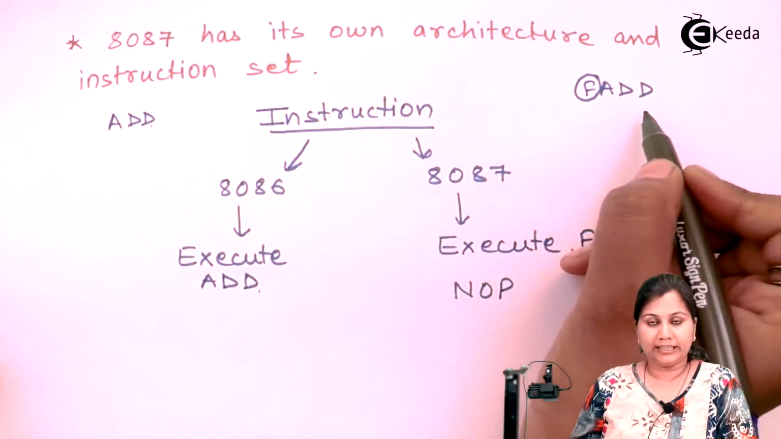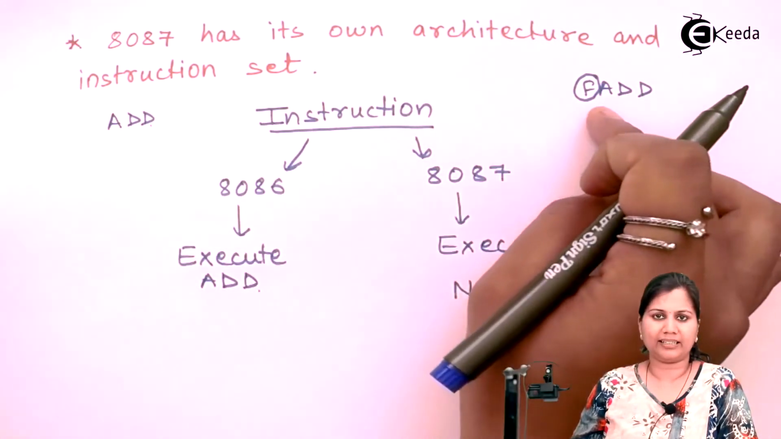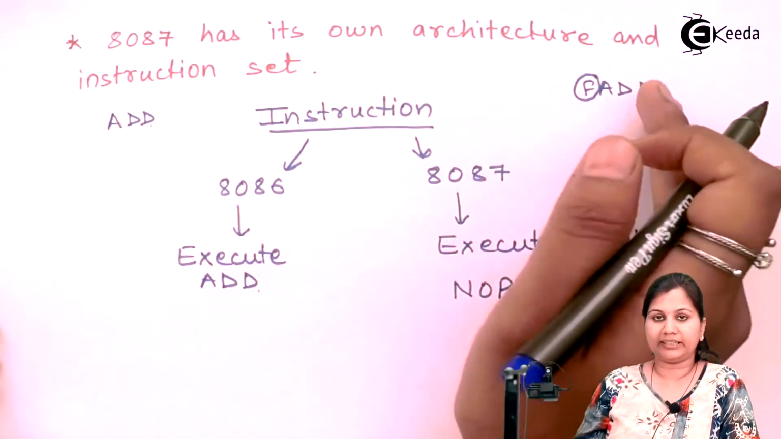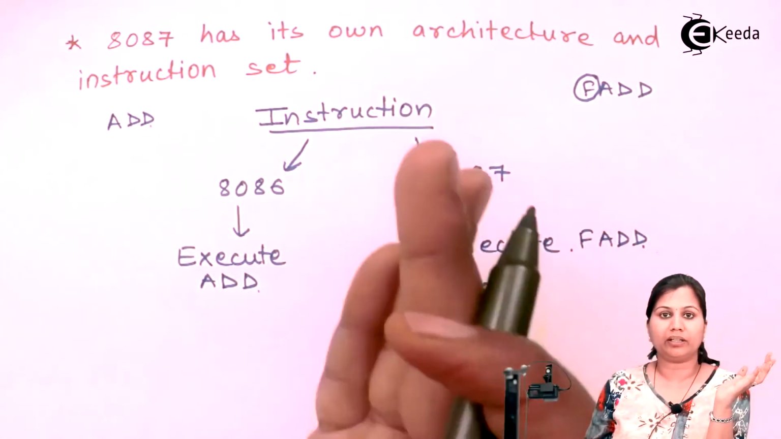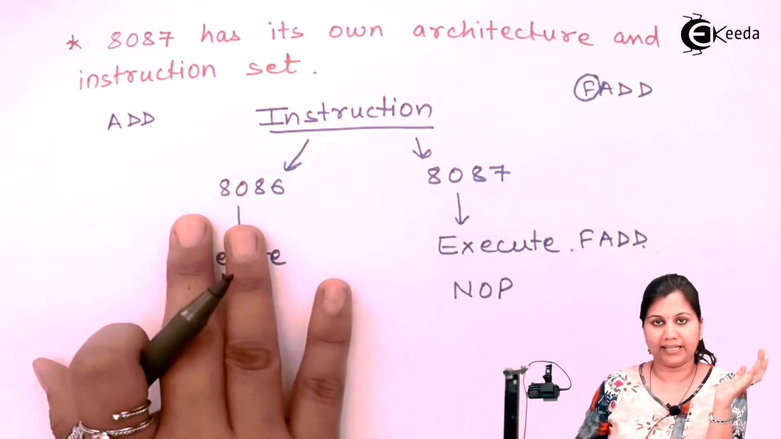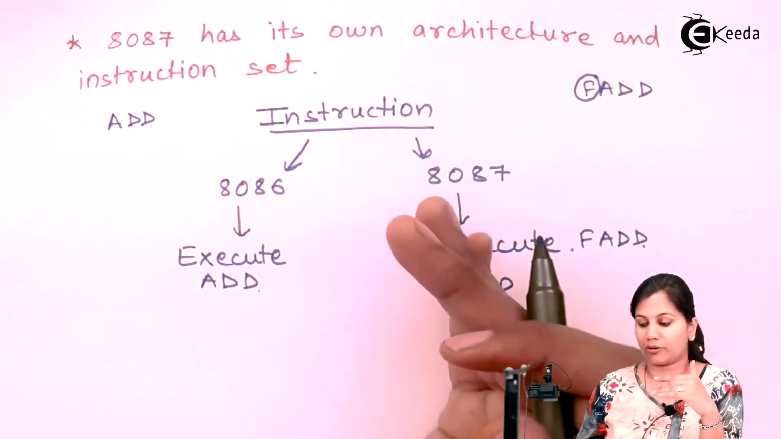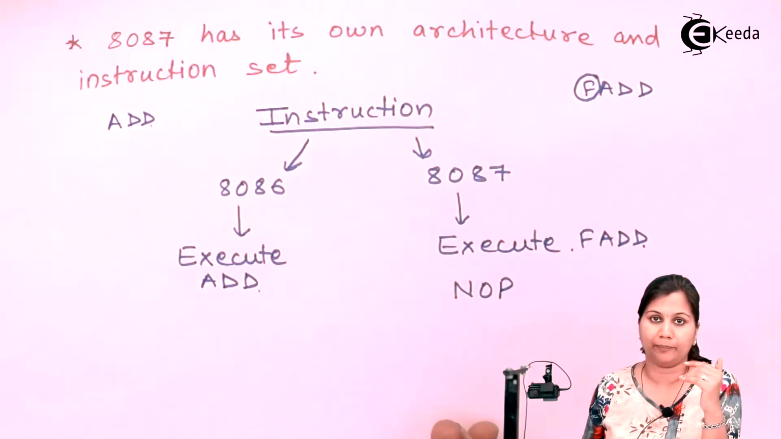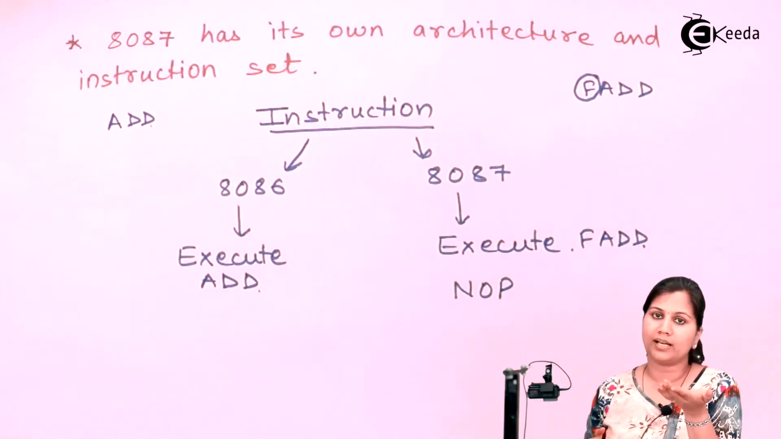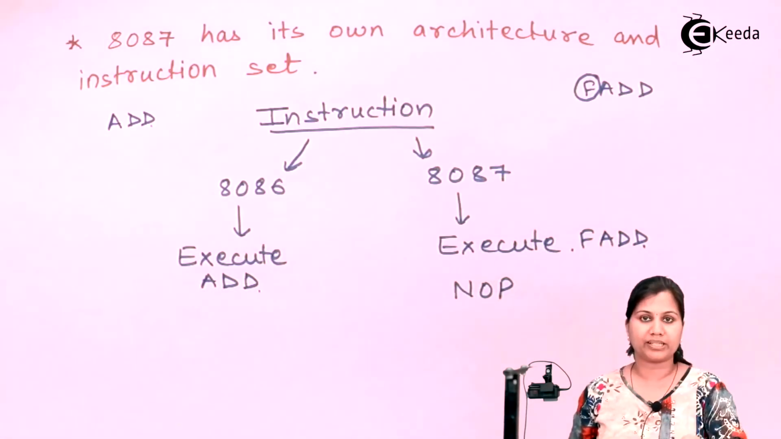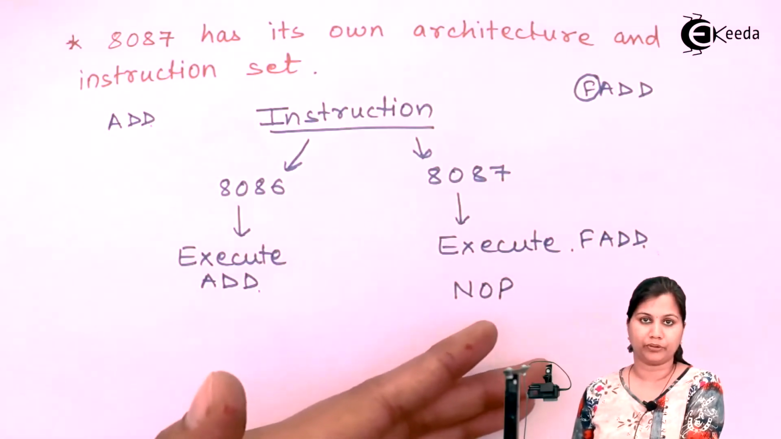Suppose that FADD is encountered by the 8086. Then the 8086 identifies that it has the prefix F, so it will treat that instruction as NOP. So instructions of the 8087 will be treated as NOP instructions by the 8086, and instructions of the 8086 will be treated as NOP instructions by the 8087. In this way, they differentiate between the instructions and execute them. This is how the processor works in association with the coprocessor.